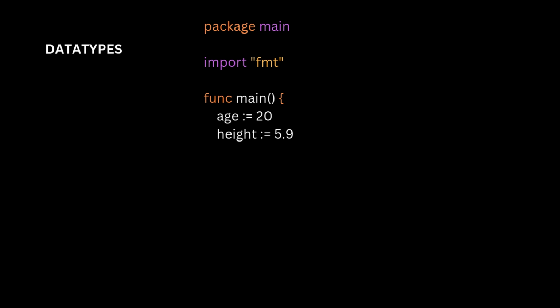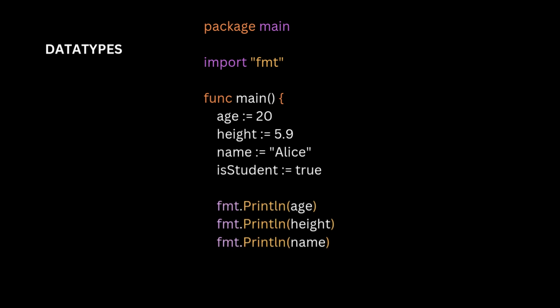Every variable stores a specific kind of data, and this is called its data type. Go has many data types, but the four most commonly used are integer, float, string, and boolean. Integer is for whole numbers like 20 or 100, float is for decimals like 5.9 or 3.14, string is for text such as names or sentences, while bool is for logic values which can only take true or false.